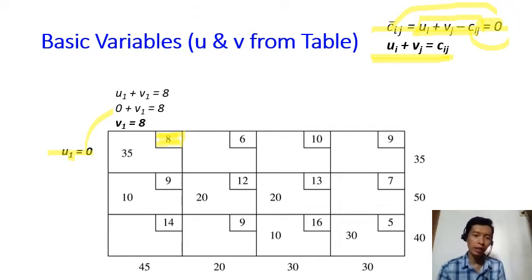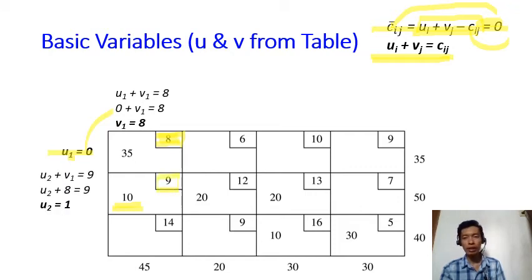And then think again about which basic variable you may use at this moment. So we may use this variable. Why? Because then you may use C21 to write down this equation. U2 plus V1, which we already know, equals C21, which is 9. So U2 plus 8, because V1 equals 8, equals 9. Now we know U2 equals 1.